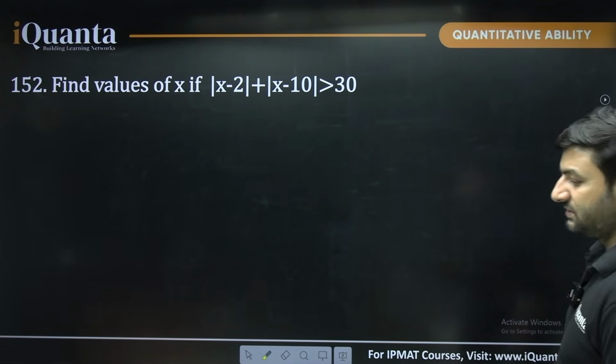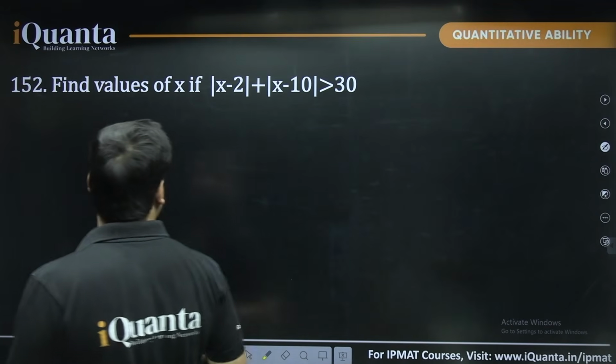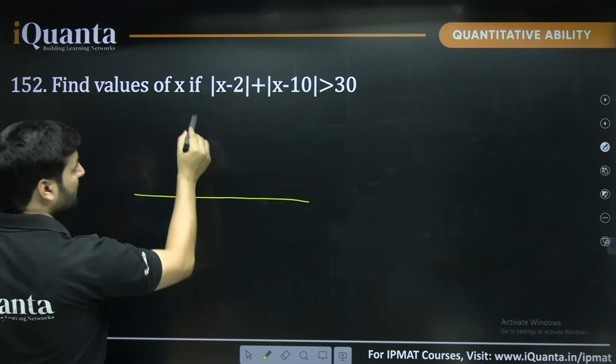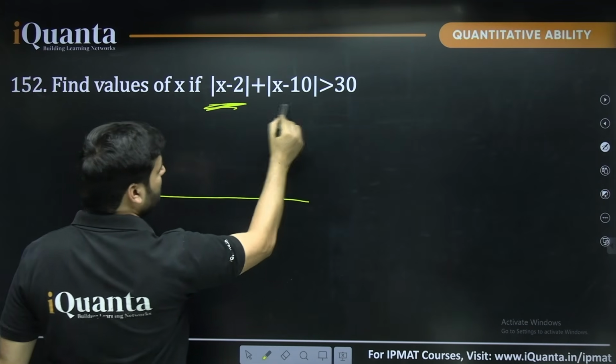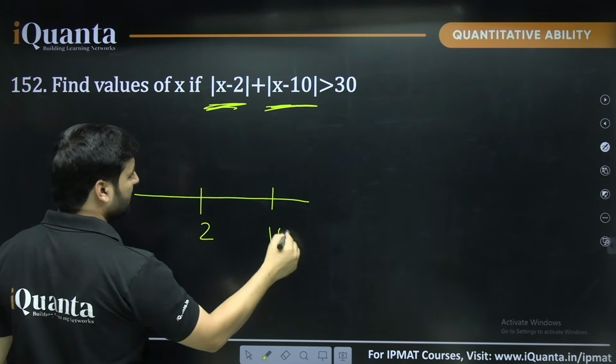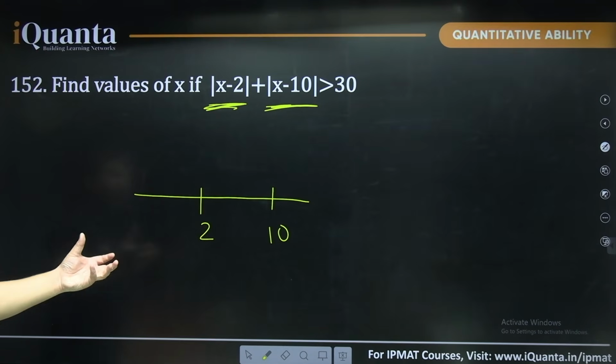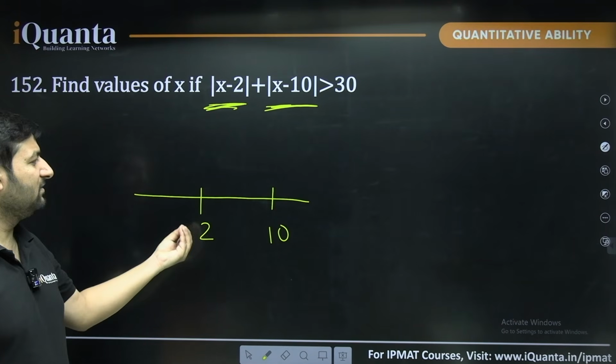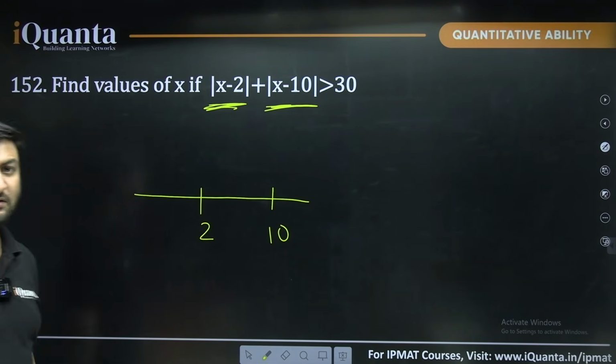Now we have this question. Find the values of x if the sum of the distance of x from 2 and the distance of x from 10 is greater than 30. So, there are two critical points, 2 and 10. The sum of distances of x from 2 and 10 has to be greater than 30.